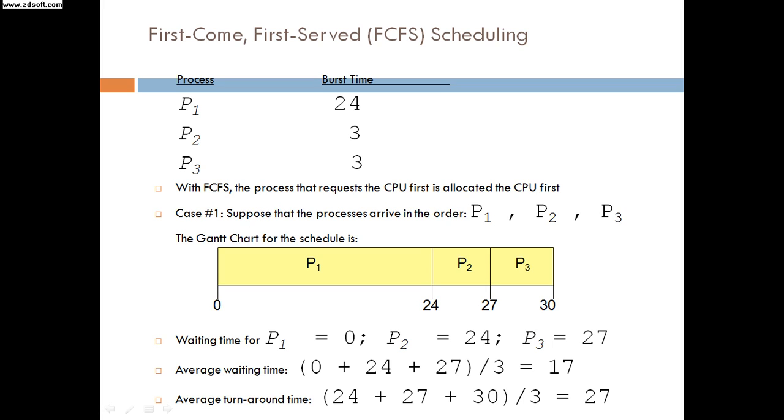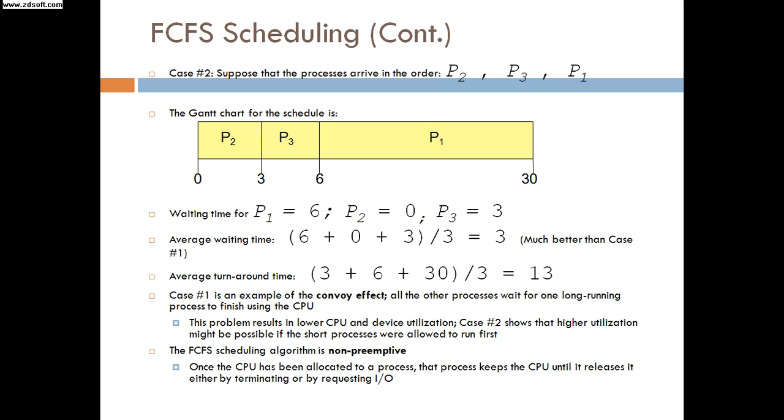We can calculate the turnaround time using waiting time plus burst time. For P1, the waiting time is 0 and the burst time is 24, so the turnaround time is 24. For P2, the waiting time is 24 plus burst time 3, so it is 27. For P3, the waiting time is 27 plus burst time 3, so it is 30. Divided by 3, we get 27 milliseconds as the average turnaround time.